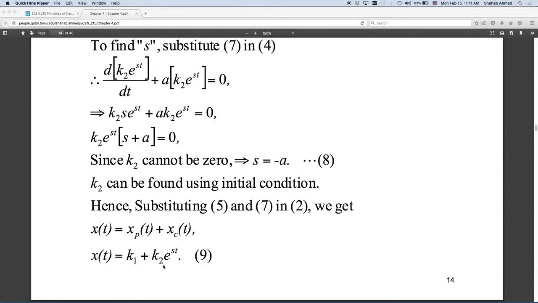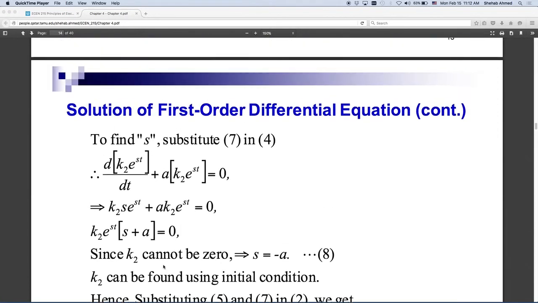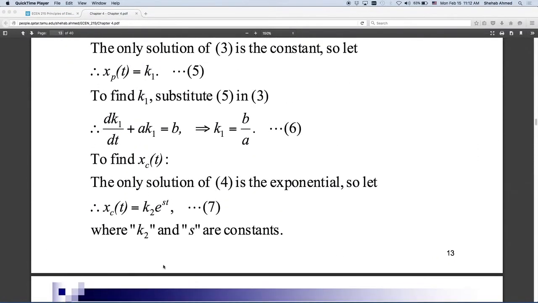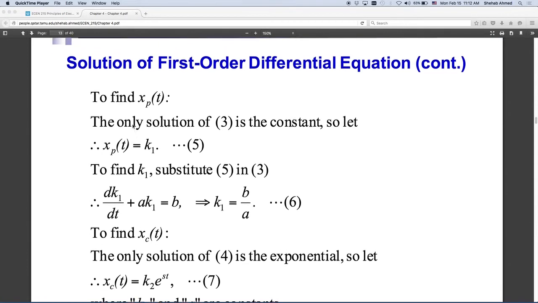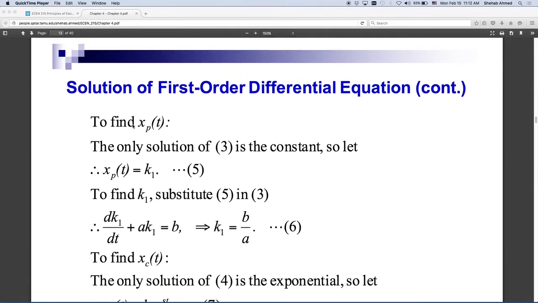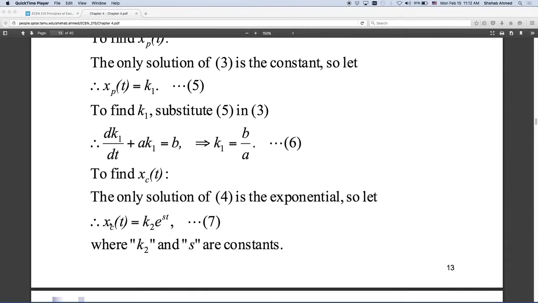And then we need to do what? Then we need to figure out what K1 is, how we calculate K1, how we calculate K2, and what S is equal to. Right? So then we go back and do some of the substitutions. So if we go back to here, yeah, let's go back to this one.